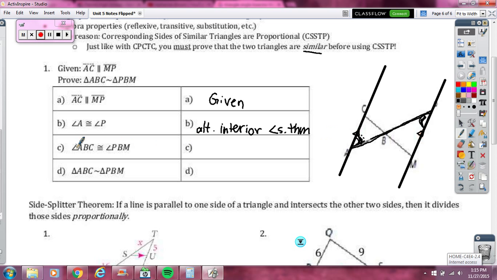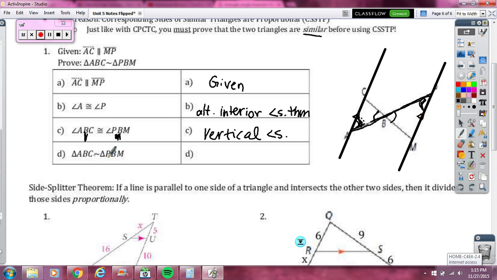Next I've got angle ABC. So ABC, this guy, is congruent to angle PBM. Remember that the letter in the middle is the vertex, or the pointy part. Now when I look at these two, those would have to be the same because they are vertical angles, and vertical angles are always congruent.